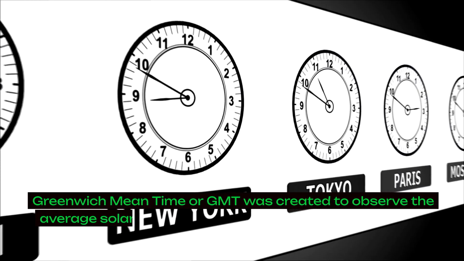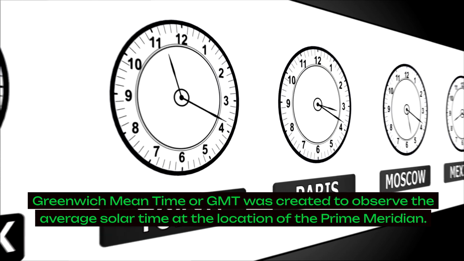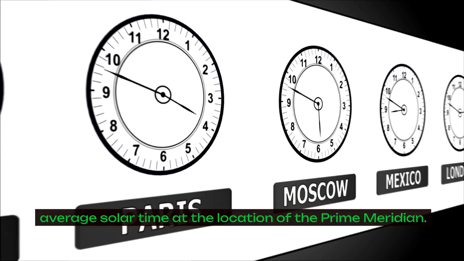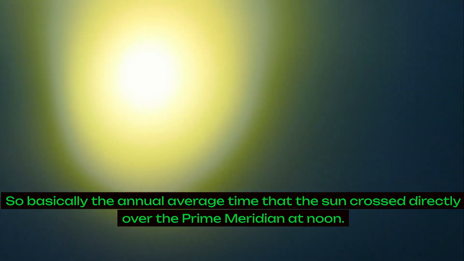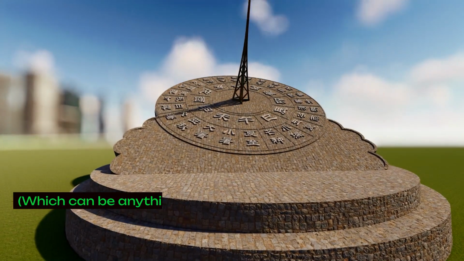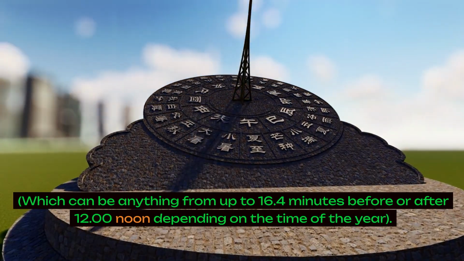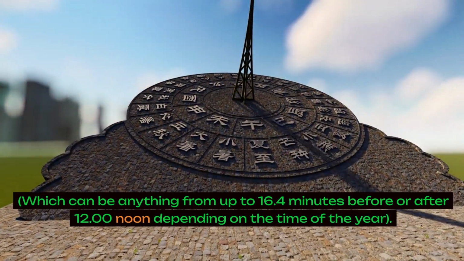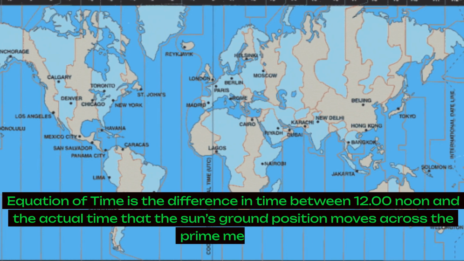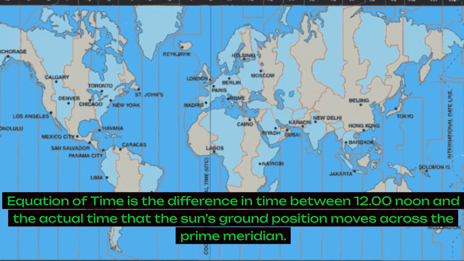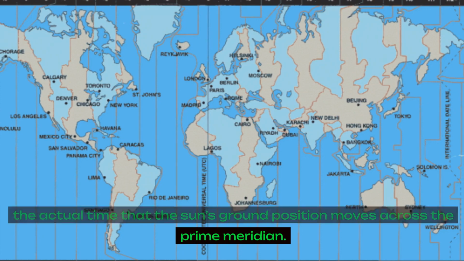Greenwich Mean Time, or GMT, was created to observe the average solar time at the location of the prime meridian. So basically the annual average time that the sun crossed directly over the prime meridian at noon, which can be anything from up to 16.4 minutes before or after 1200 noon, depending on the time of the year. Equation of time is the difference in time between 1200 noon and the actual time that the sun's ground position moves across the prime meridian.